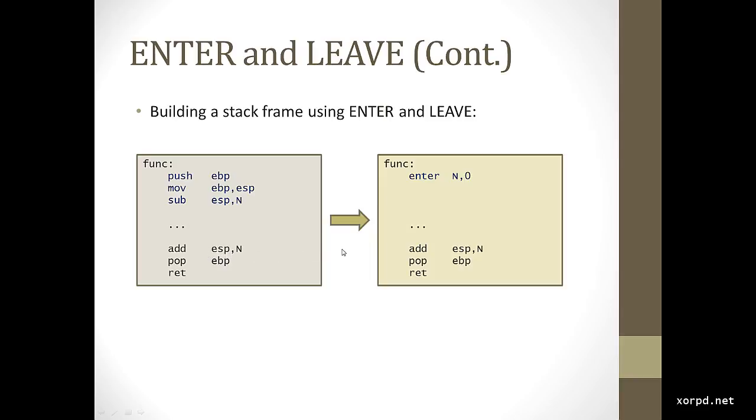We could do it in a different way. Recall that EBP contains the original value of ESP. So instead of adding n to ESP, we could just move EBP into ESP and get exactly the same effect. I want to emphasize that those two instructions are not the same. It just gives us the same effect.